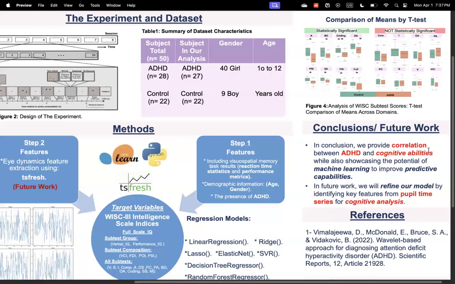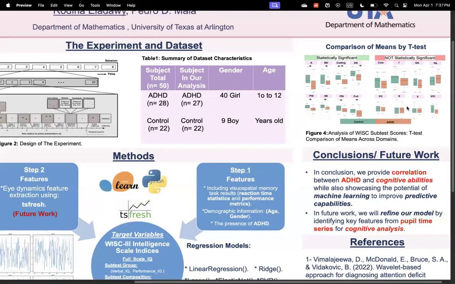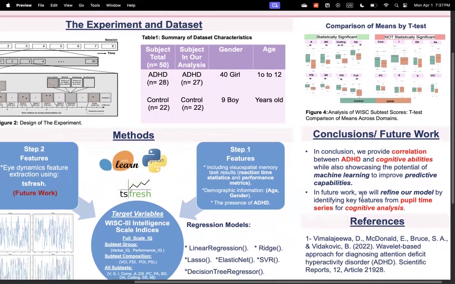After that, I did some comparison of the means, with the difference between all the subtests with regard to the 2 groups, the ADHD and the control. We figured out some of the tests are statistically significant, which means they are very good to use as cognitive ability measures. So in the conclusion, we can use the cognitive ability with this type of indexes and the ADHD to predict if someone has ADHD or not.